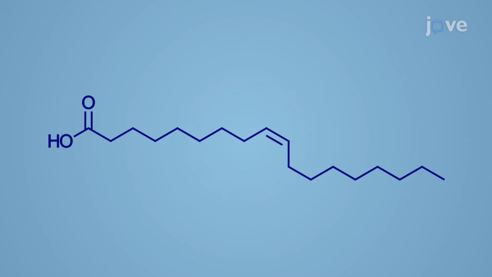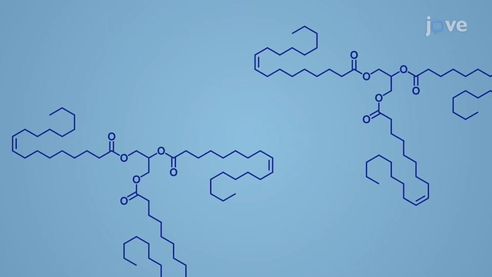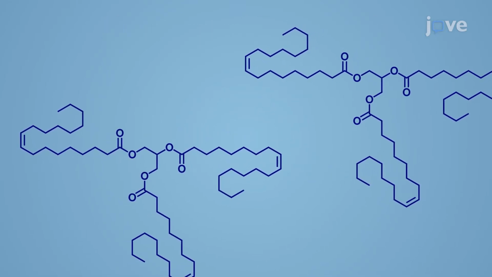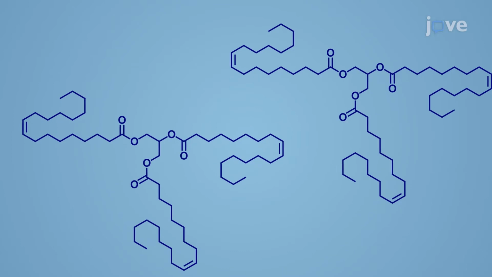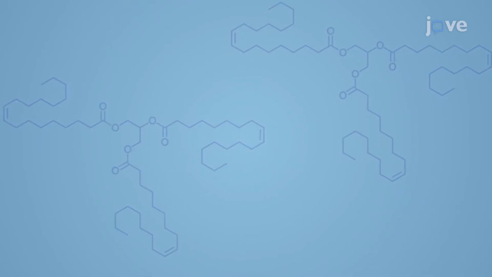Fatty acids with double bonds in their carbon chains are known as unsaturated fatty acids. These double bonds tend to be in the cis conformation, which puts a bend in the chain. Triglycerides with these bent chains can't fit closely together, so the attractive forces between them are typically long-range and weak.